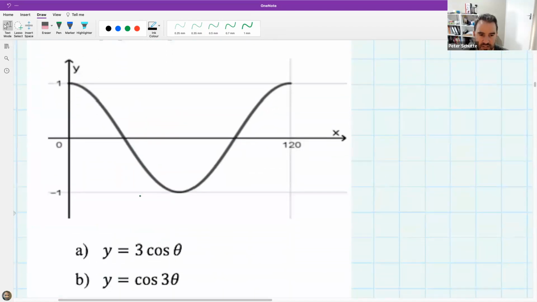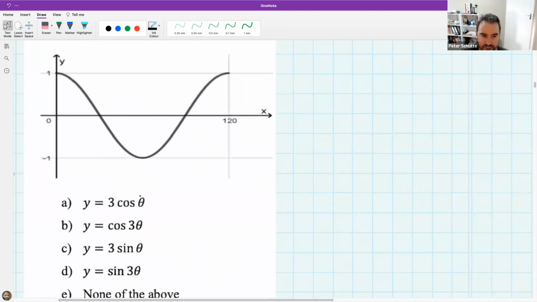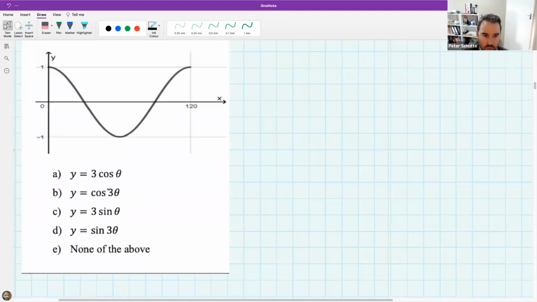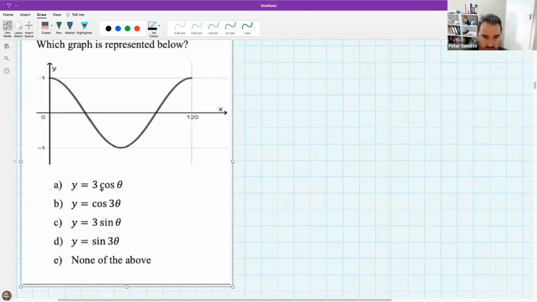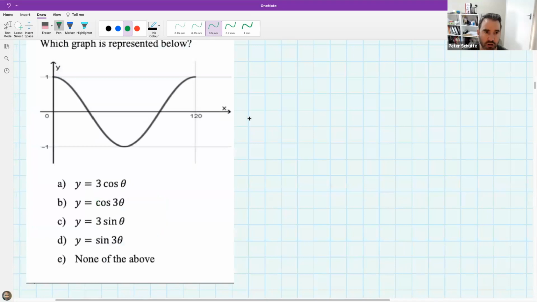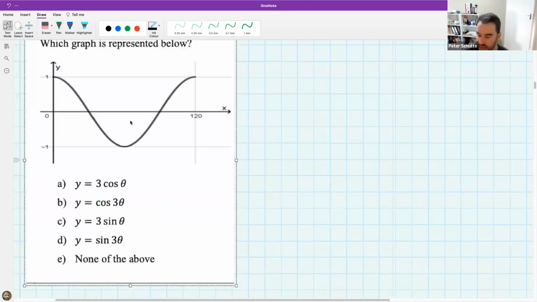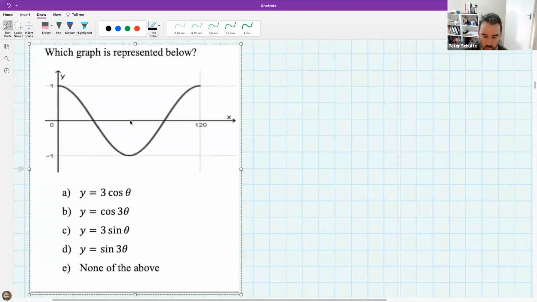Let us try something a little more exciting. I am giving you a graph below, and you have to tell me which formula goes with which graph. Which formula goes with which graph?